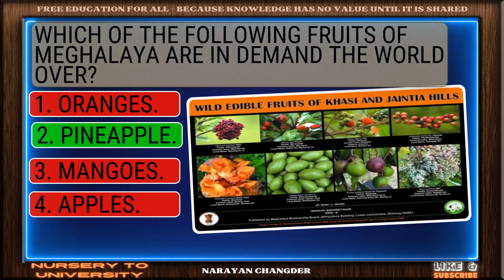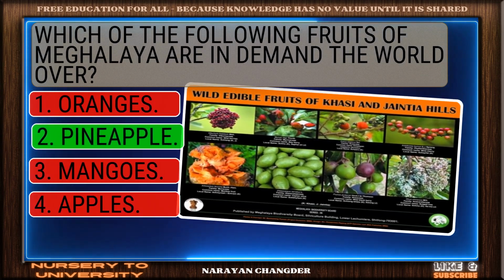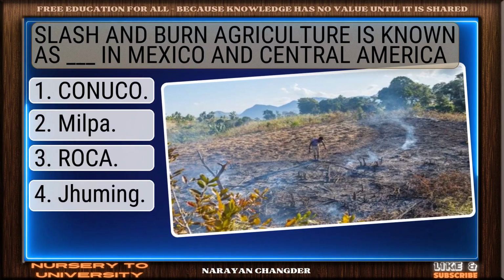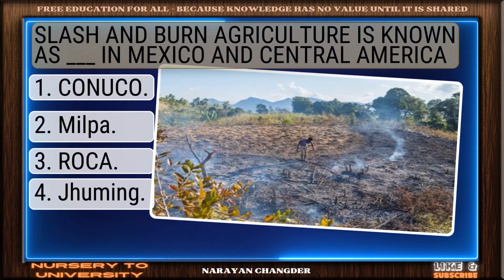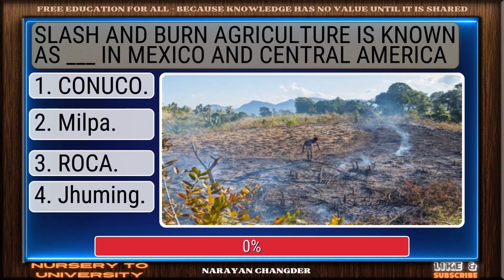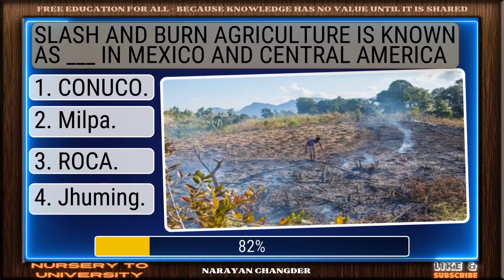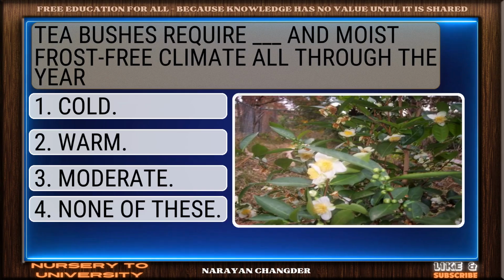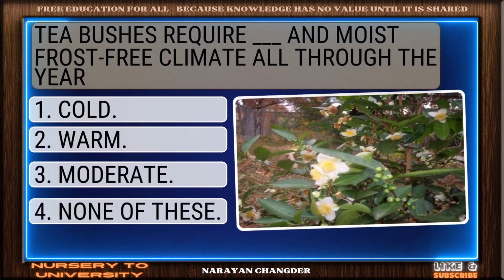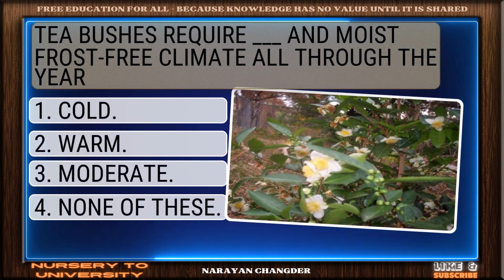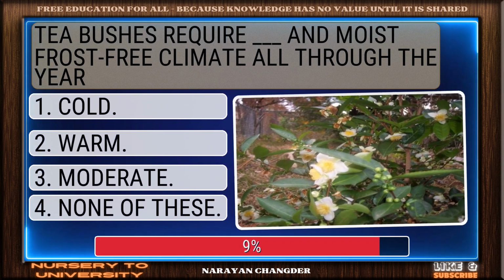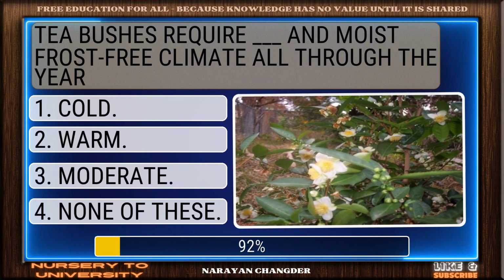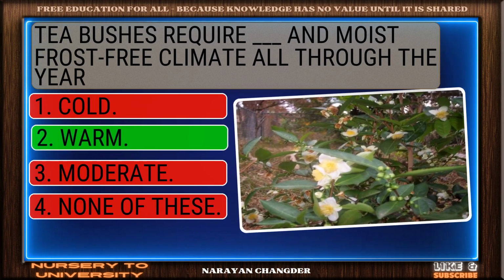Smart move. Pineapple is the accurate answer. Slash and burn agriculture is known as Milpa in Mexico and Central America. Clear logic. Milpa is sound. Tea bushes require a warm and moist frost-free climate all through the year. Valid point. Warm is true.